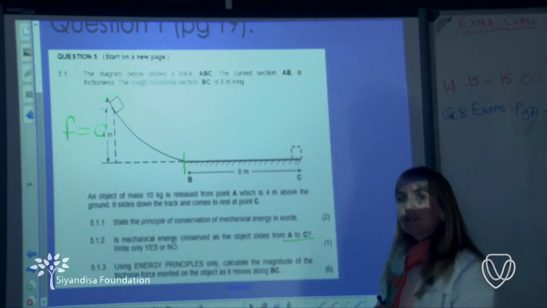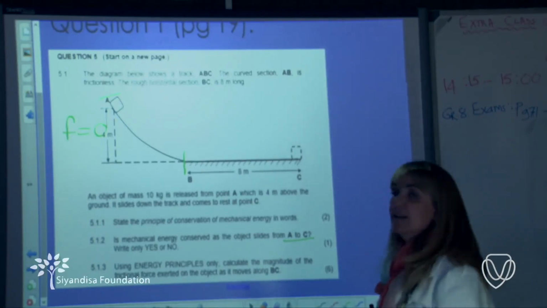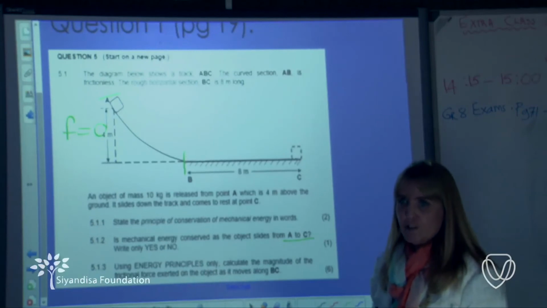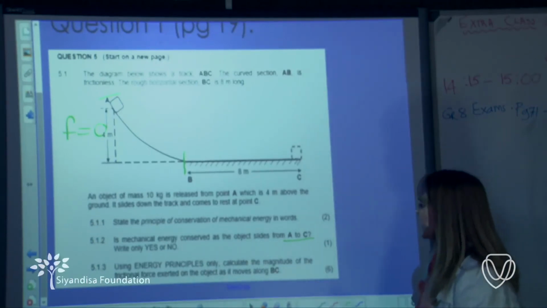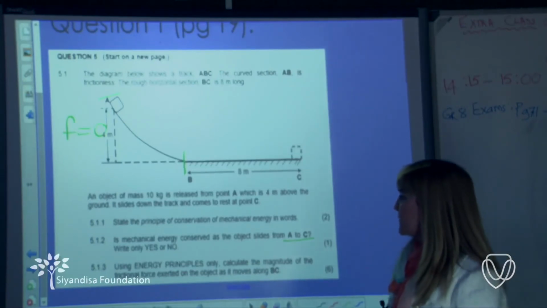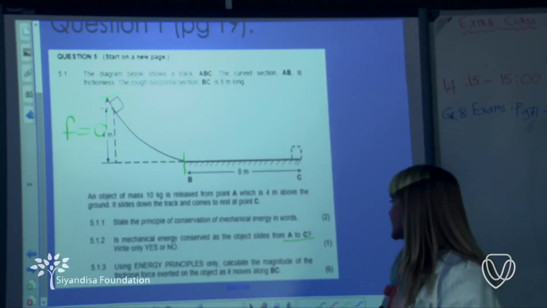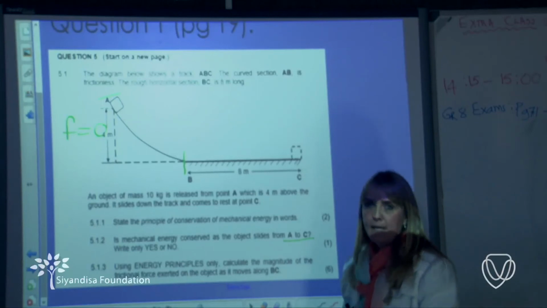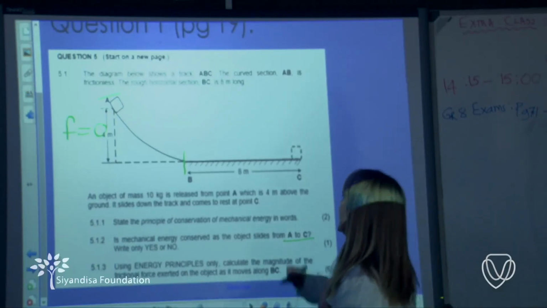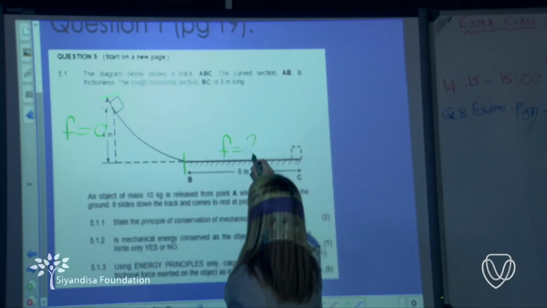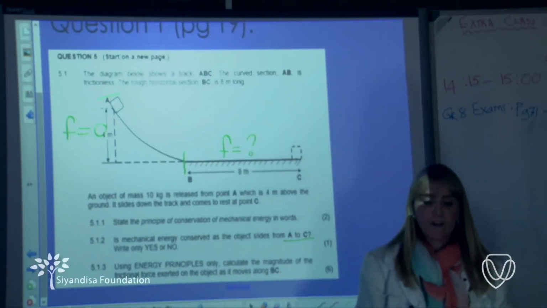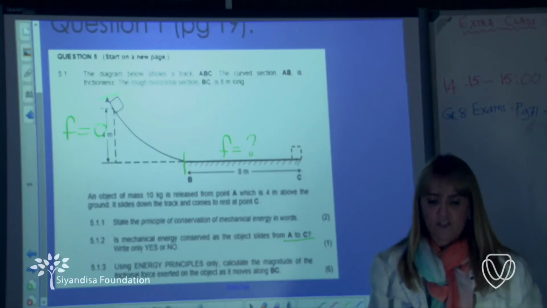1.1.3, using energy principles only. In other words, no equations of motion, no Newton's second law. Using energy principles only, calculate the magnitude of the frictional force exerted on the object as it moves from B to C. Right, so they are asking you for the size of the frictional force as the object moves from position B to position C.